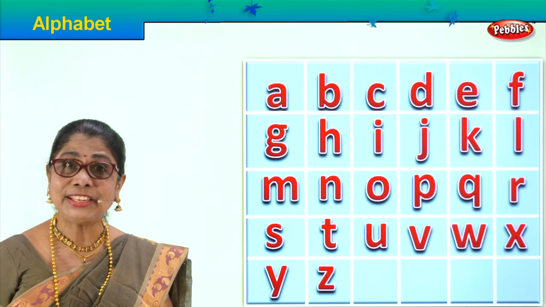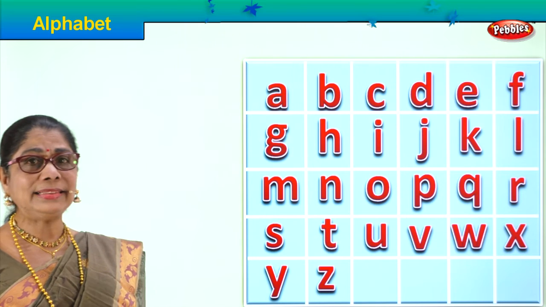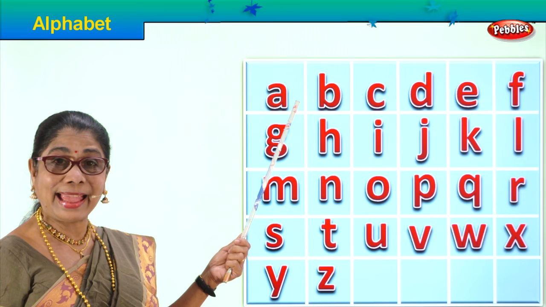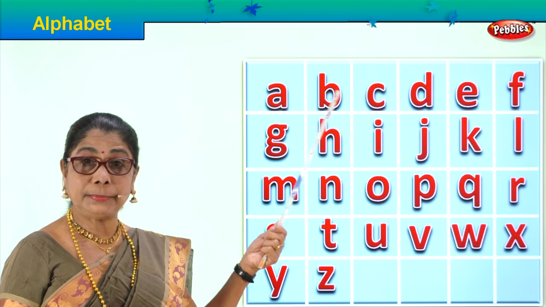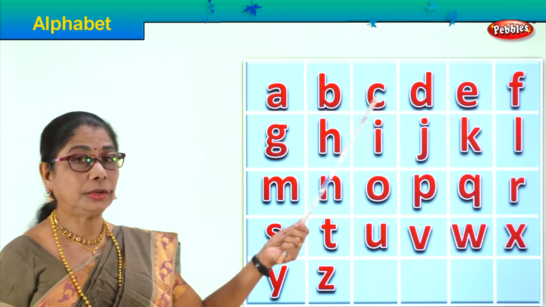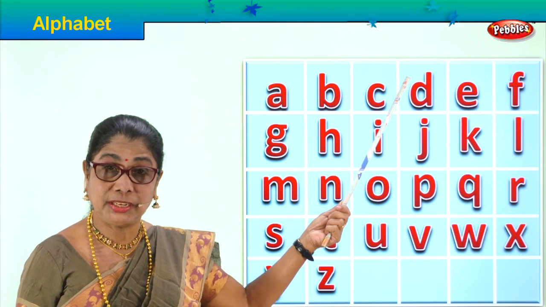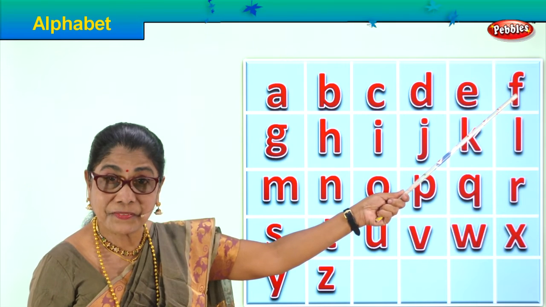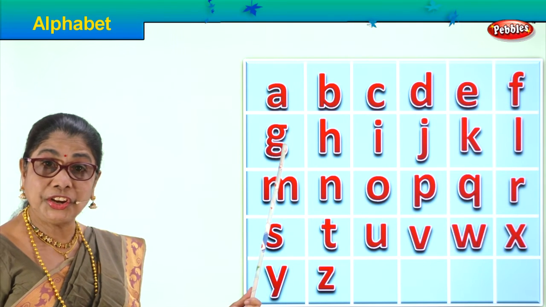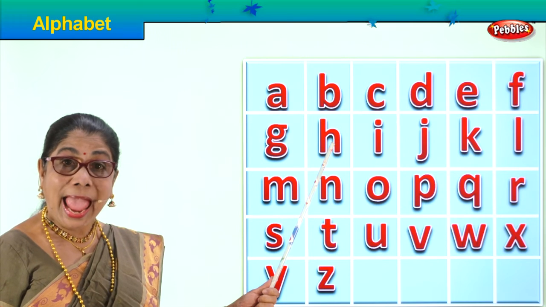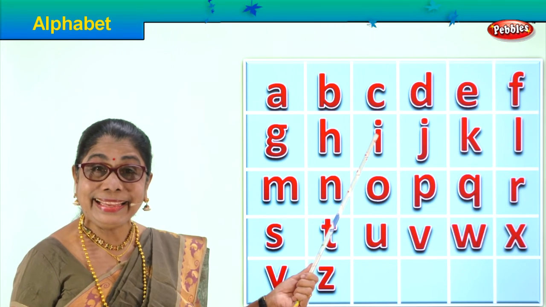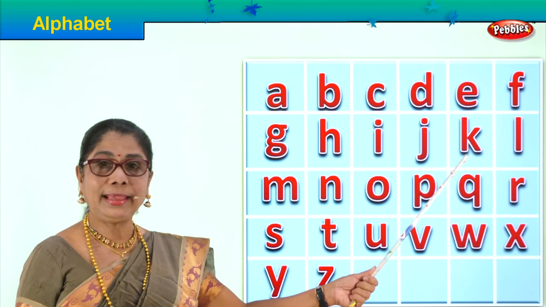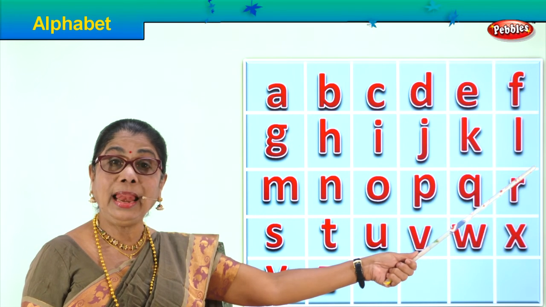Let's go over it again, shall we? The letter and its sound. Small letters and its sound. A, A. B, B. C, C. D, D. E, E. F, F. G, G. H, H. I, E. J, J. K, K. L, L.